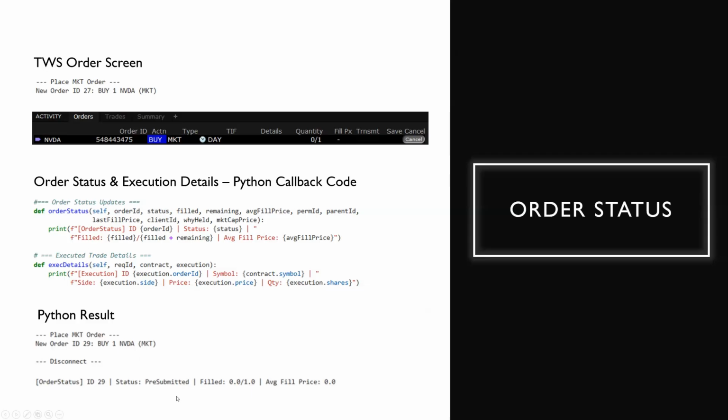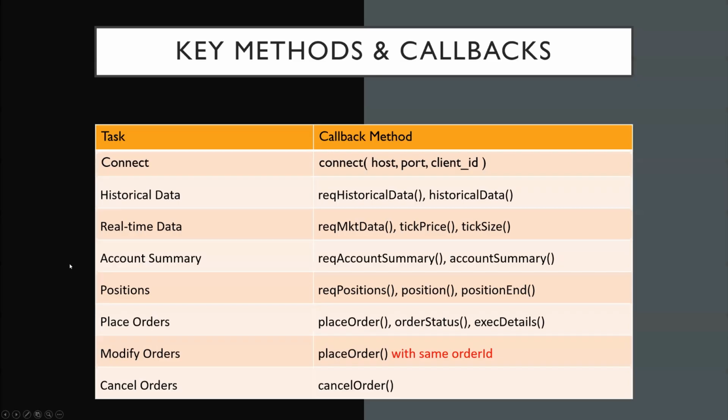You can see here, I submitted an order on the weekend for one share in NVIDIA, and the status is pre-submitted because it's on the weekend. You can see it's 0 filled, and I'm trying to buy one share in NVIDIA at the market with 0 fill. That's coming from the order status, and if it did execute, you would get back an execution message from this callback. This is the exec details. So that's how you monitor order status and execution details.